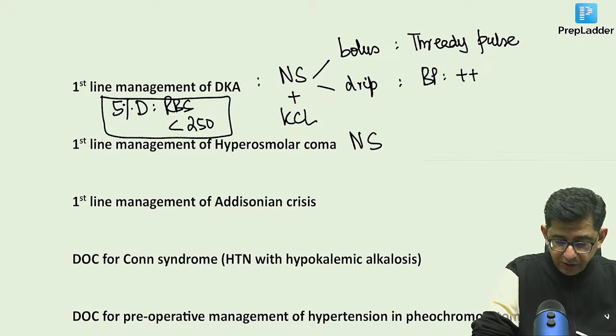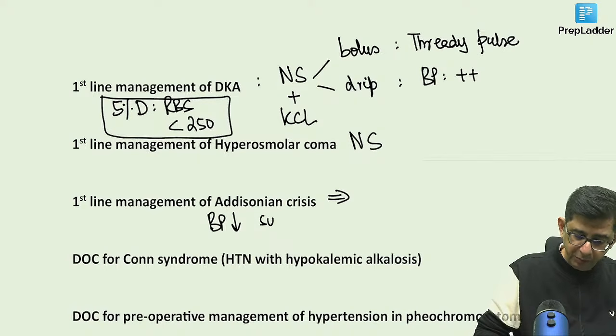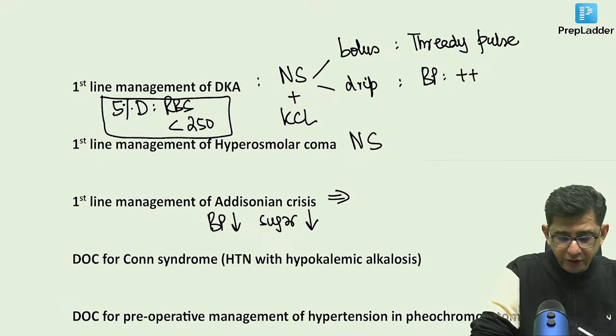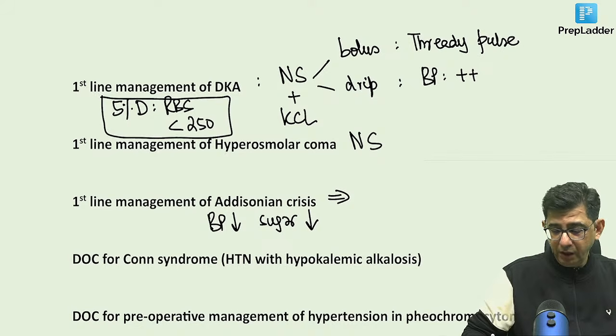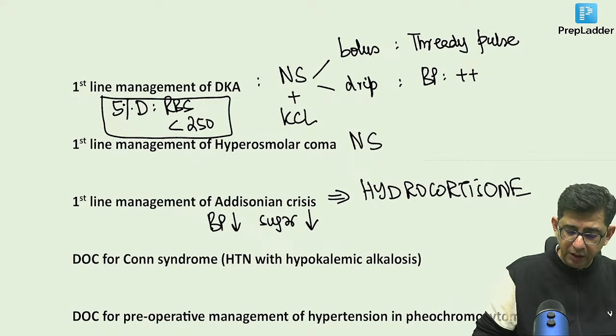Okay, what is the first line management of Addisonian crisis? Addisonian crisis questions will always mention hypotension with hypoglycemia. What drug would you be giving in this patient? I need to go ahead and give a shot of hydrocortisone. This is a distributive shock, so giving fluids alone in this patient would not be really beneficial.